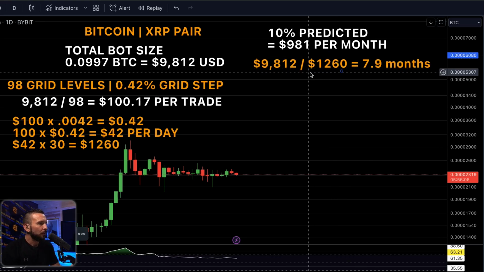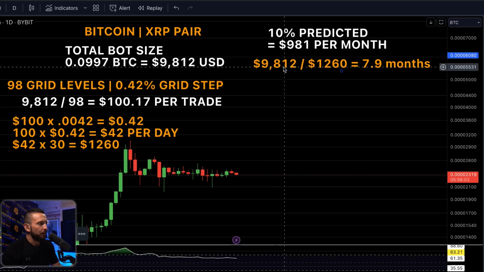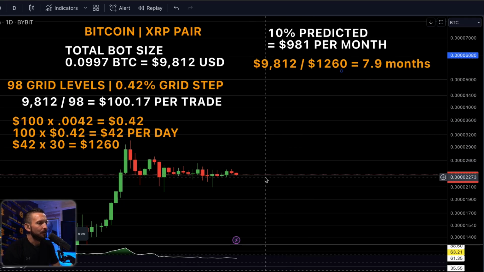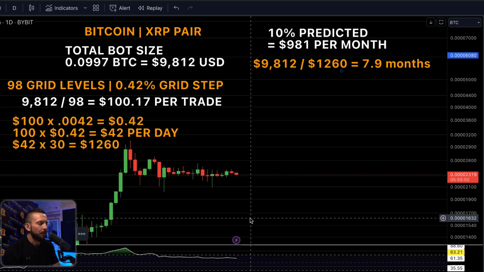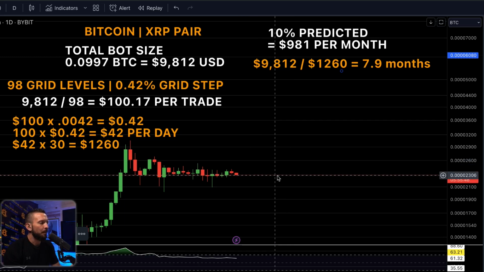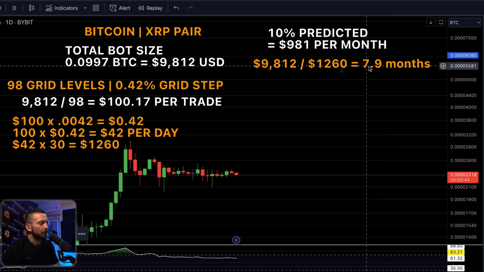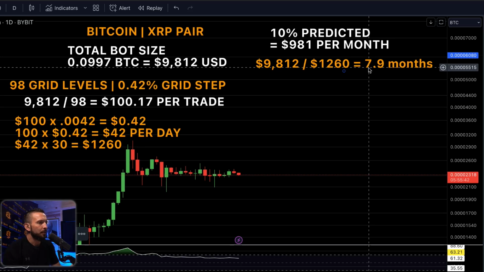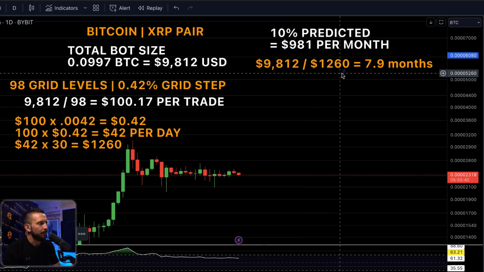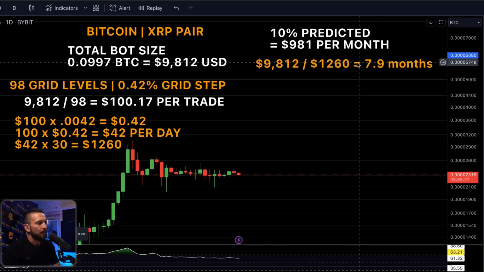So that means if we started our bot with $9,812, and we divide that by our estimated average profit per month, which is $1,260, that means in 7.9 months, if price stays exactly where it's at today, and it just goes down and then goes up, goes down and goes up, but ends up exactly at the same price point of where it is today, that means that we would need about 7.9 months for this bot to break completely even. So after 7.9 months, this bot would have made back all of our $10,000.